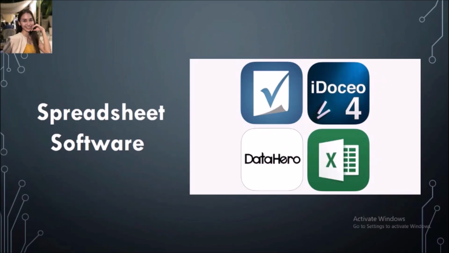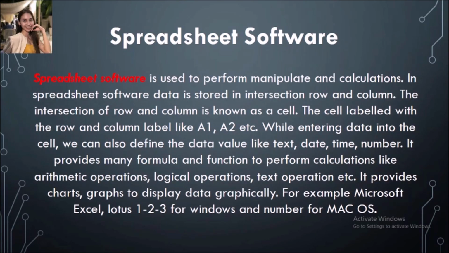Next, spreadsheet software. You will recognize it as the green one at the very bottom right part of the images. We have the Microsoft Excel. So the spreadsheet software, this is used to perform or to manipulate and to calculate something. In spreadsheet software, the data is stored in the intersection of row and column. The intersection of row and column is known as a cell. The cell is labeled with the row and column label like A1, A2, and so on.